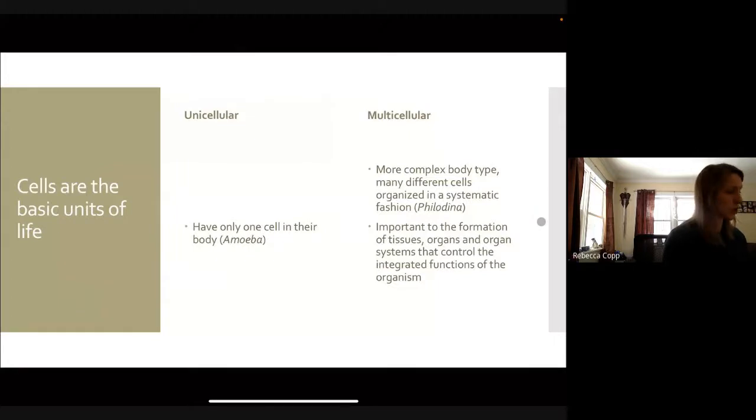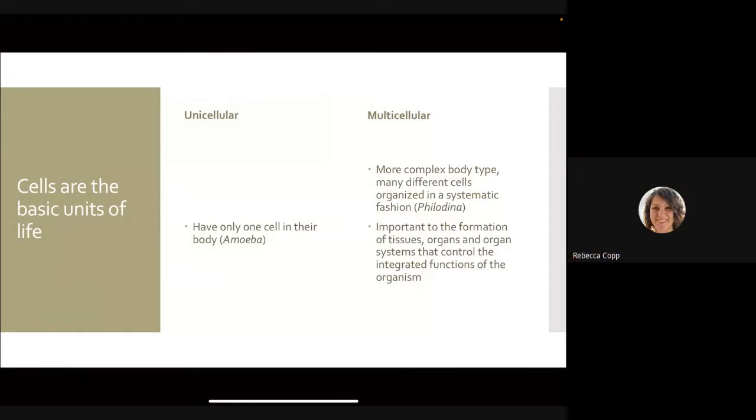So you should know the difference between unicellular and multicellular. Cells are the basic units of life. Everything that's living is made up of some sort of cellular form. So unicellular have only one cell in their body. An example of that would be an amoeba. Multicellular are more complex, have more complex body types. They have many different cells that make up the entire organism. So they're organized in a systematic fashion. And these are important to the formation of tissues, organ systems that control the functions of the organism. So you should know the difference between those two.